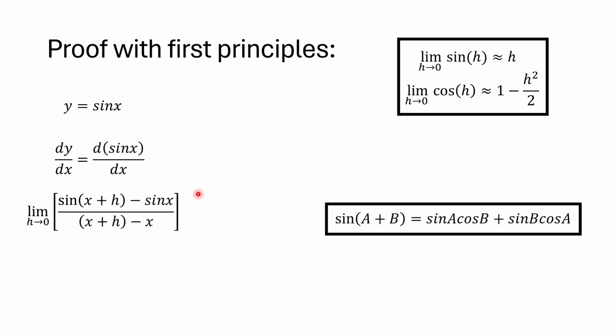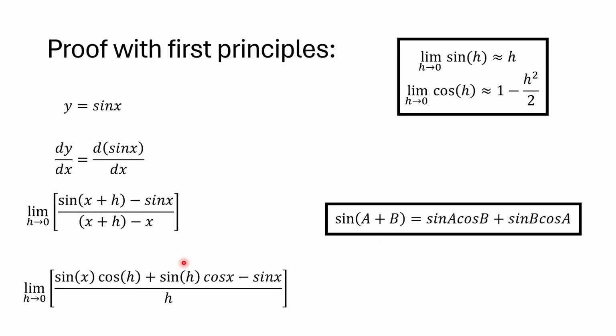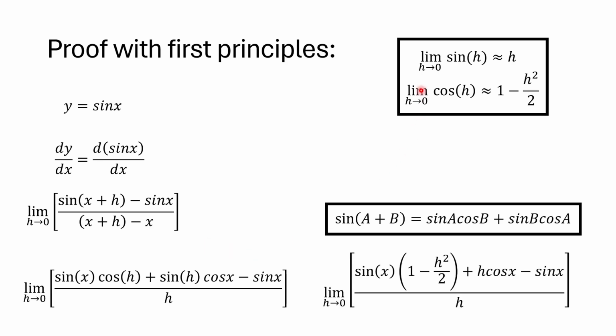And then we can use double angle formulae to split up sine(x+h), just like so. And also you can cancel out these x's on the denominator to just be left with h. And then what you can do is you can use these small angle approximations because we know h is tending towards 0 to sub out cos h for 1 minus h squared over 2 and to sub out sine h for h, just like so.